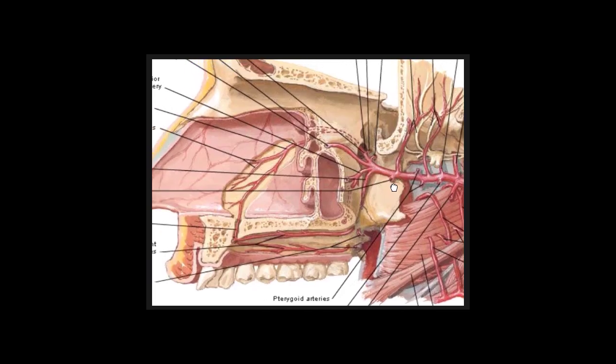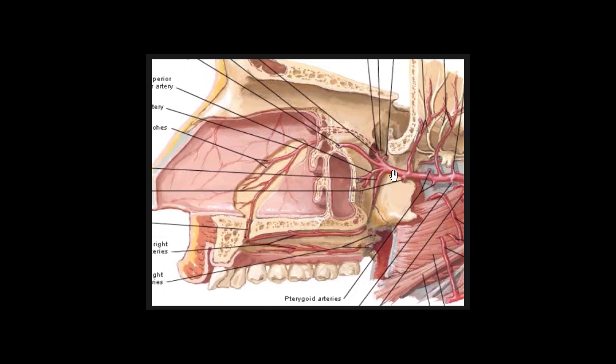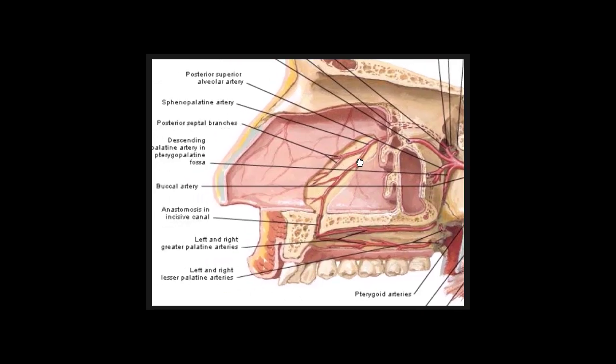The branches of the third part, or pterygopalatine part. The end of this part is sphenopalatine artery that traverses through the sphenopalatine foramen. This is continuation of sphenopalatine artery, and one of its branches, posterior septal branch, supplies septum of the nose.